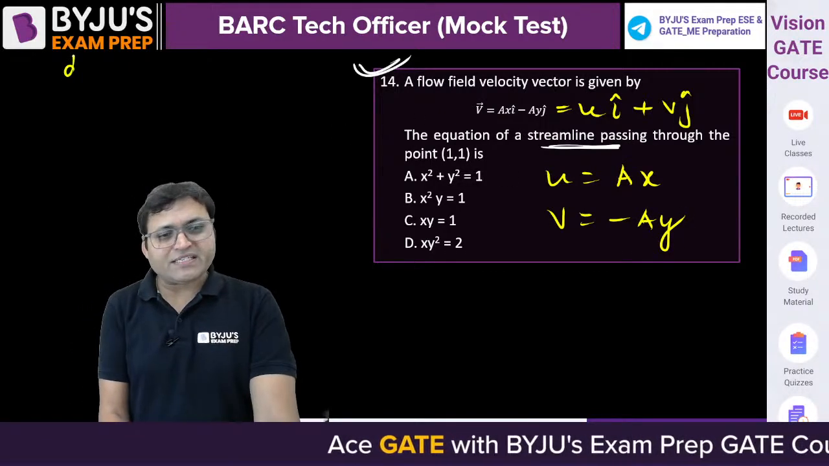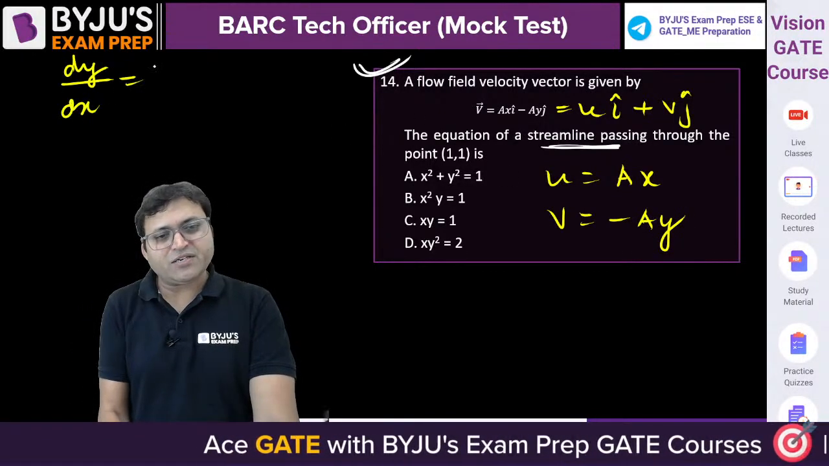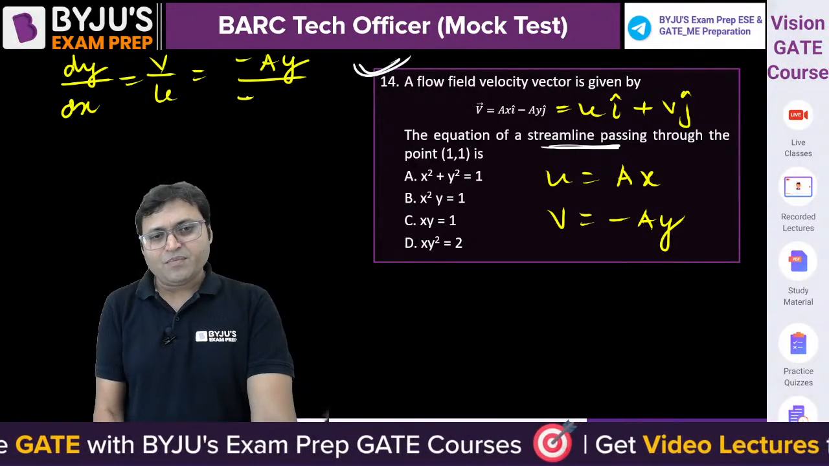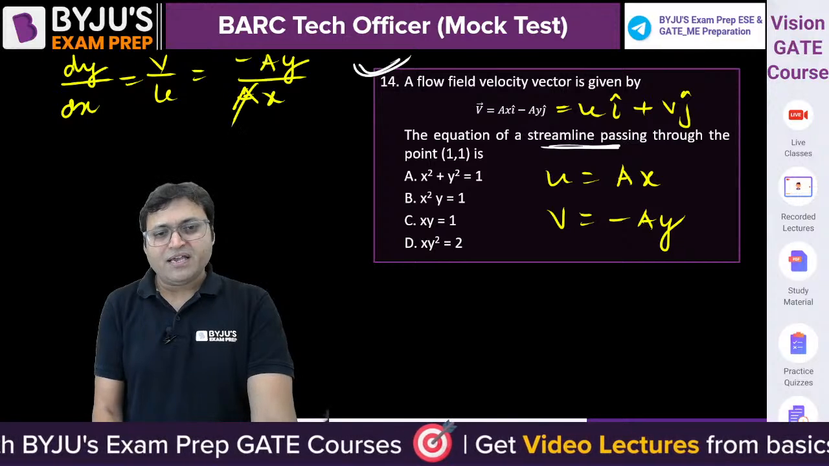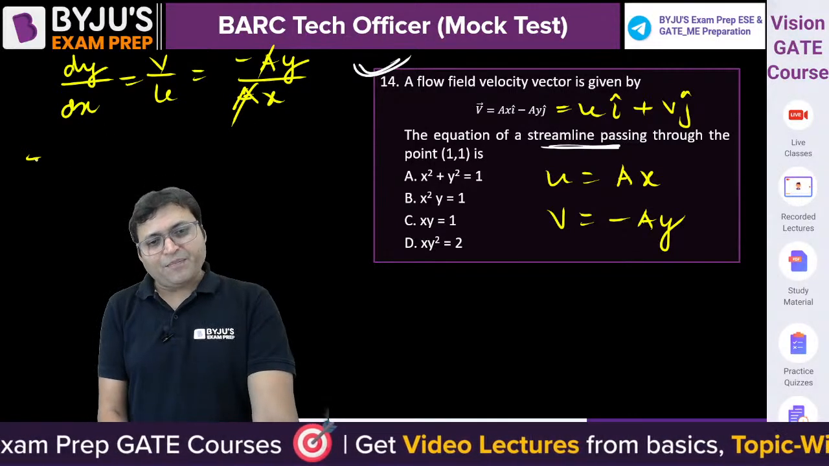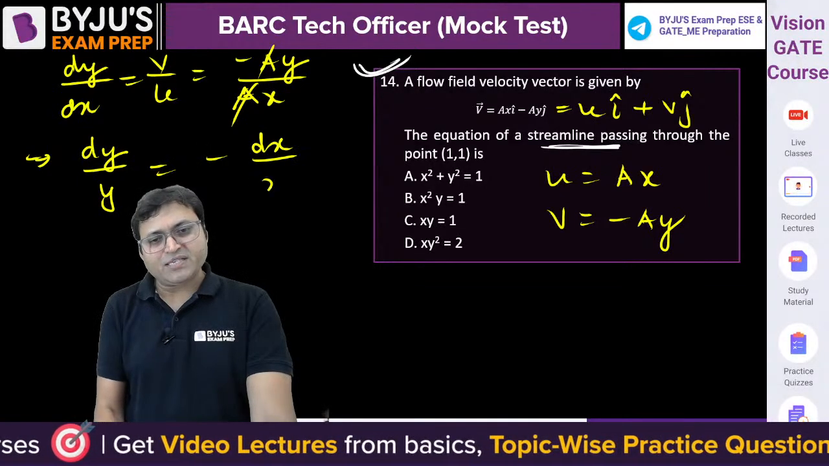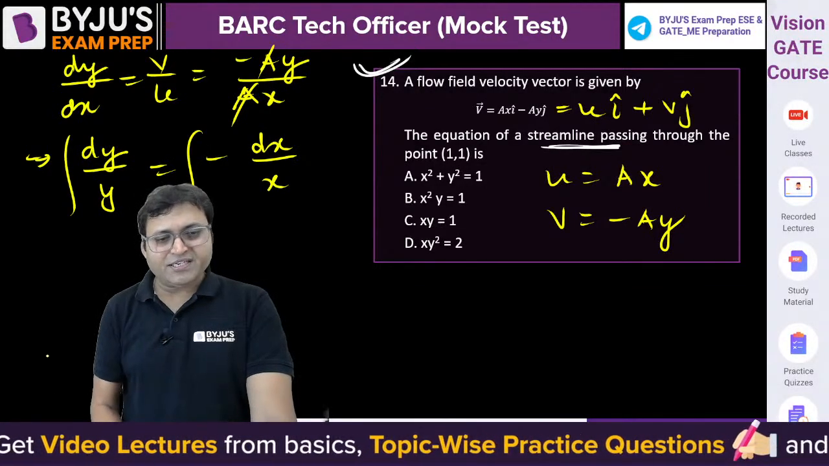Differential equation of the streamline is dy by dx is equal to v by u. What is v? That is minus ay. Then it is a into x. A getting cancelled out. Separate the variables. We can say dy by y is equal to minus dx by x. Then integrate.